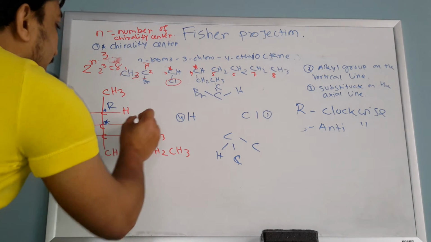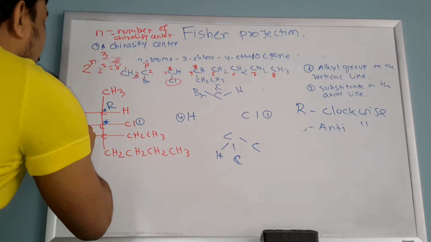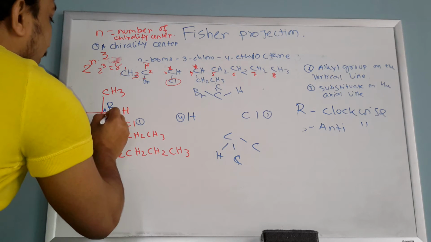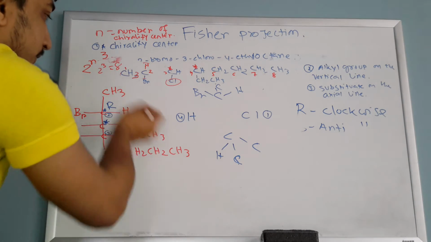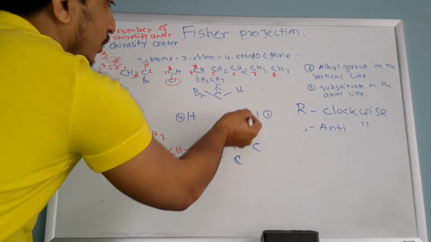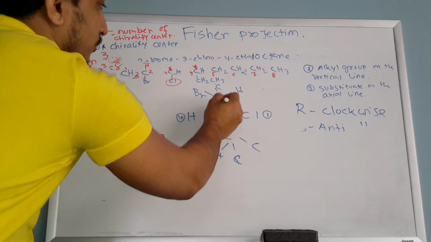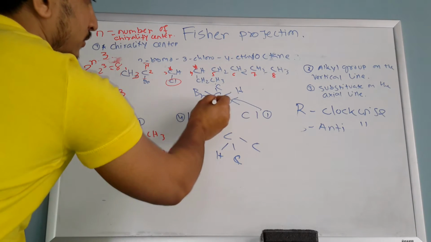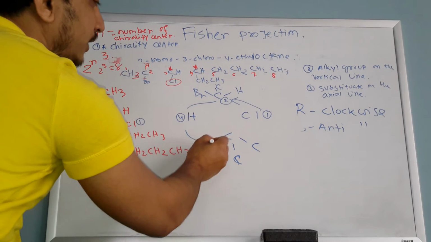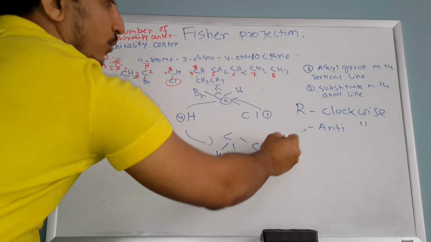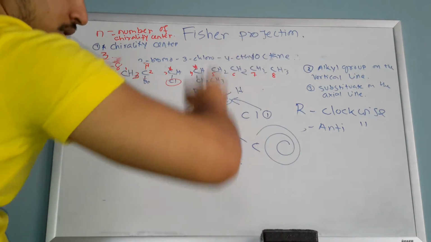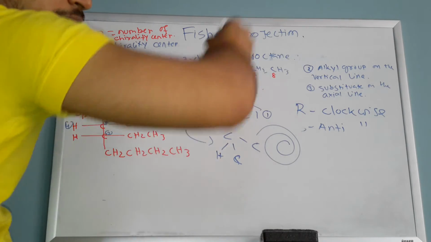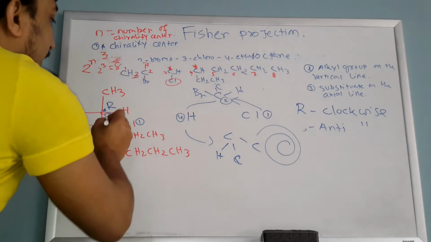That's why this is 1, this is 4, and this carbon is 2, this carbon is 3. How is it going? This is 2, so it's going how? We don't care about the 4, so it's going anti-clockwise. You see, anti-clockwise. Anti-clockwise means S, but it would be R.